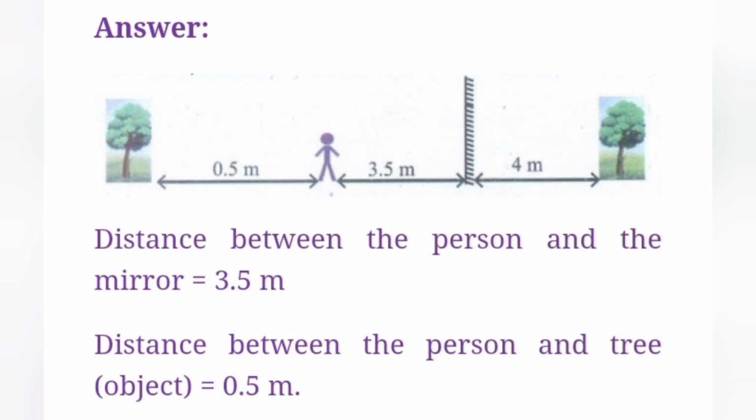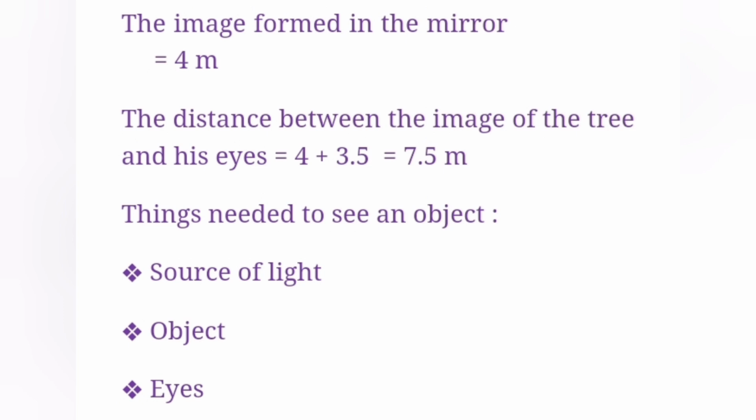Answer: the distance between the person and the mirror is equal to 3.5 m. The distance between the person and the tree is equal to 0.5 m. The image formed in the mirror is at 4 m. The distance between the image of the tree and his eyes is equal to 4 + 3.5, which is equal to 7.5 m.